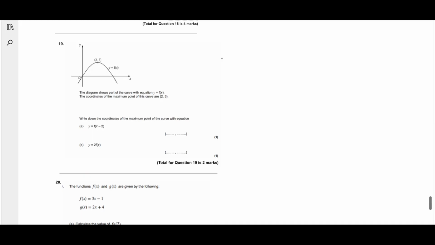So this diagram shows part of a curve with the equation y equals f of x. So rather than it being y equals negative x squared, it just says it's y equals f of x. It just means it's a function, a graph. The coordinates of the maximum point of this curve are 2, 3. Well, we can see that because that's on the diagram. And you've got to do the coordinates of the maximum point once the graph has been transformed.